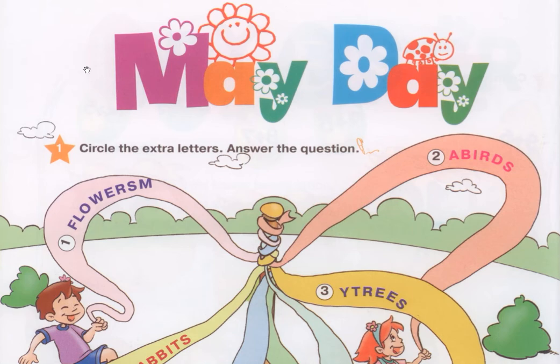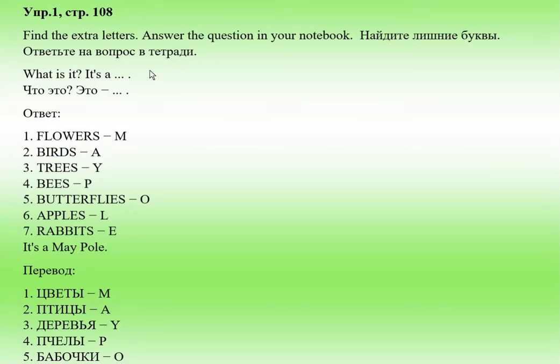Boys and girls, open your books, please. Page number 108. May Day. Exercise number 1. Circle an extra letters. Answer the question. Найдите лишние буквы. Ответьте на вопрос в тетради. What is it? The answer.